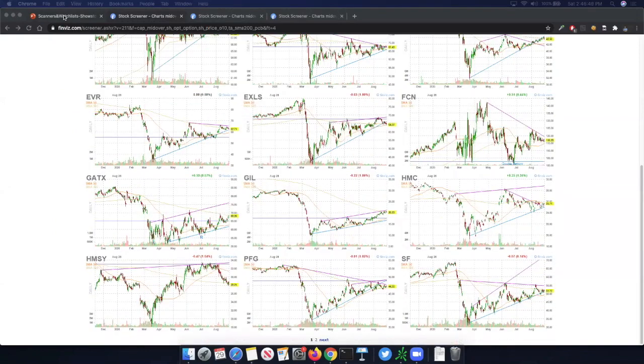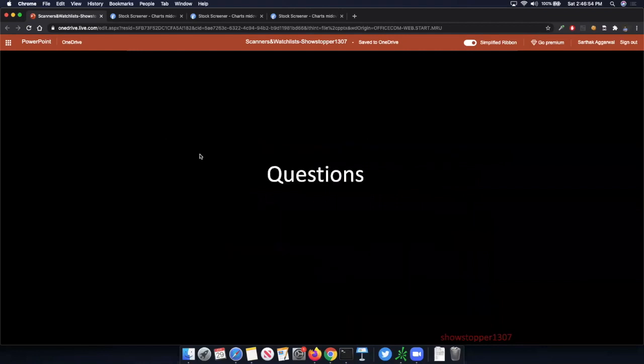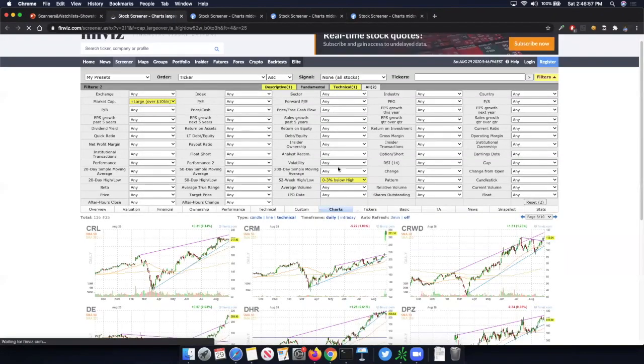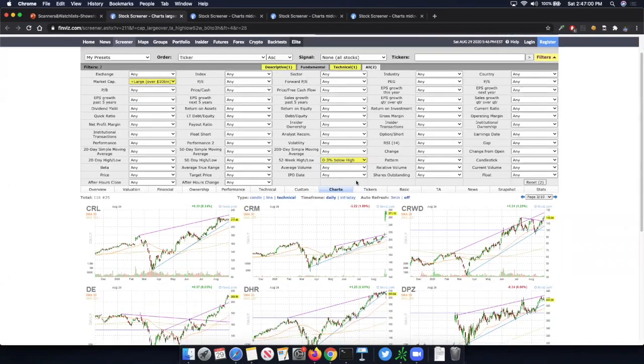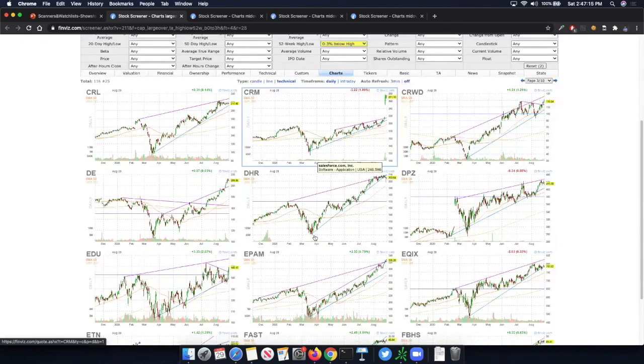Okay. Then 0 to 3% from highs. What this does is it basically tells us that a stock hasn't made a high yet, or it is not at the very 52-week high, but is just under 3%. So this gives an indication that there might be some stocks which are about to break out. Like this one will catch my attention, EDU.